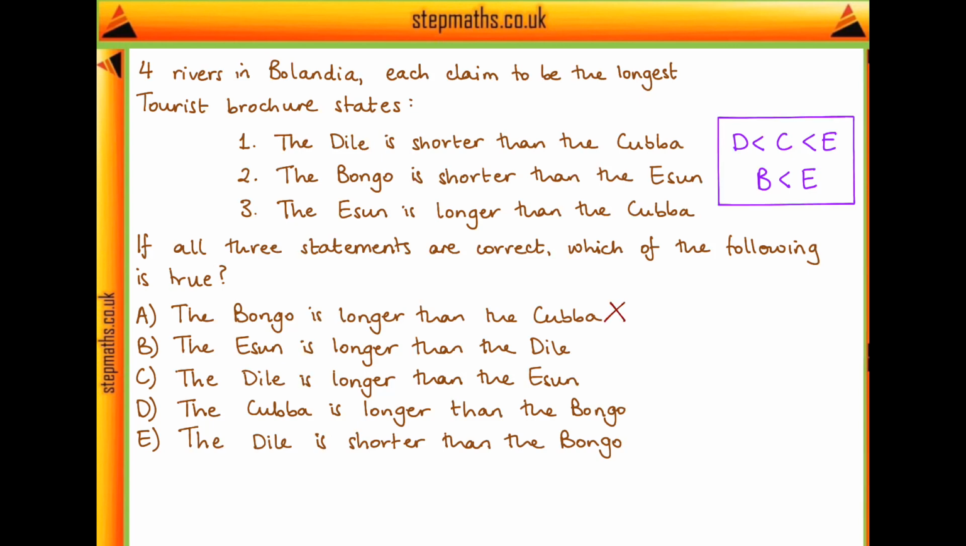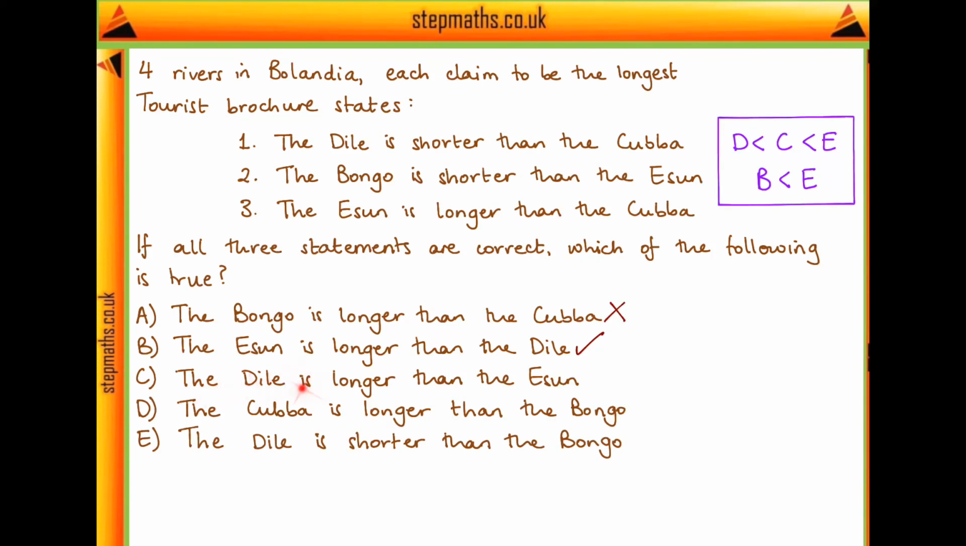Okay, for B, it says the Isen is longer than the Daal. And if we look at this, we see that that is indeed true. The Daal is less than the Kuba, which is less than the Isen. So yeah, B does have to be true, and we've found our answer already. But we can check the others anyway.